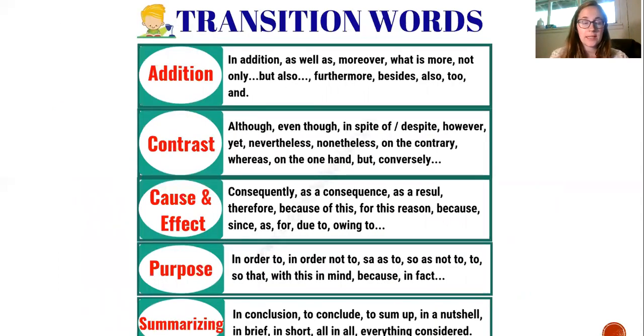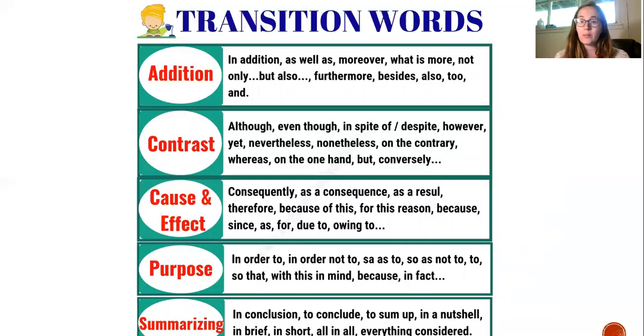Okay, when we're summarizing nonfiction, here are some of the transition words we can use. When we're adding more facts, we can say in addition, as well, moreover, furthermore, also. When we're contrasting something, pointing out a difference in something, we can say although, even though, despite, however, nevertheless, on the one hand. If we're telling a cause and effect, something that caused something else to happen, we can say consequently, as a consequence, as a result, therefore, because of this.